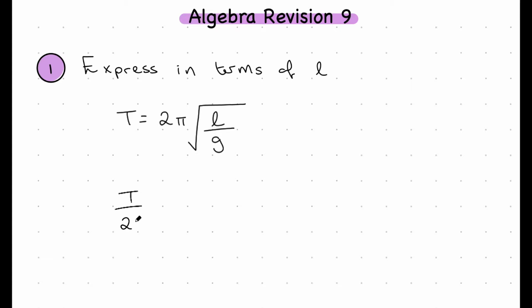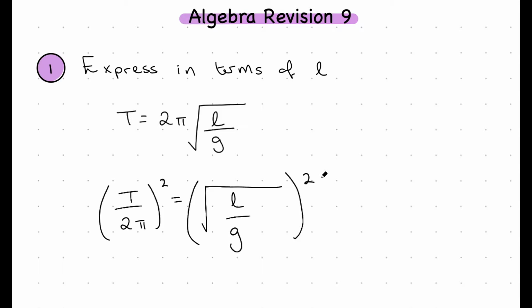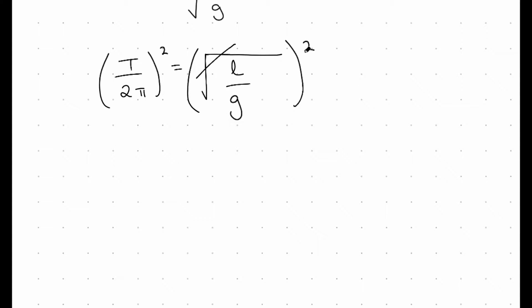So I'm going to divide by 2 pi, and then I'm going to get t over 2 pi is equal to the square root of L over G. The next thing then I'm going to have to target is that square root, and I'd ask myself, how do I undo a square root? Well, the opposite of square rooting something is squaring it. So I'm going to square everything here, and what we will find is that the square root and the square undo each other. So then we're left with L all over G, and then here I'm going to have t squared all over 4 pi squared. So you square the top, you square the bottom, and on the bottom we have to square the 2 and the pi.